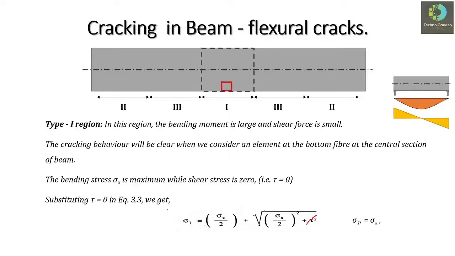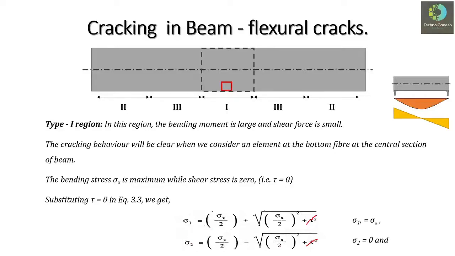Similarly, this will be the principal tensile stress sigma 1. Now to find the principal compressive stress sigma 2 using this relation, if we put the value of tau as 0, then this value becomes 0, and at the same time sigma x by 2 minus sigma x by 2 gives you sigma 2 equals 0.